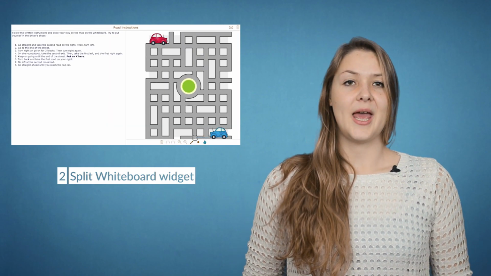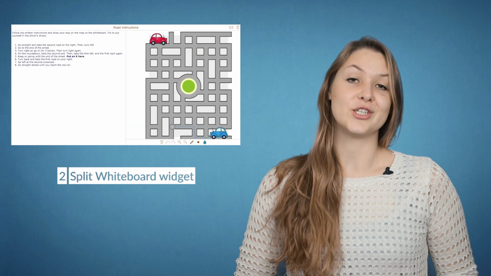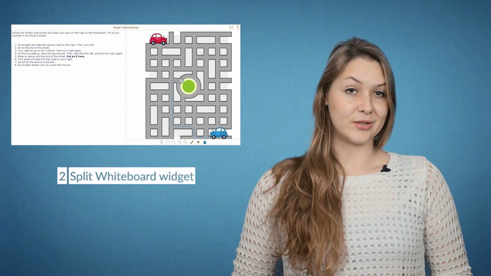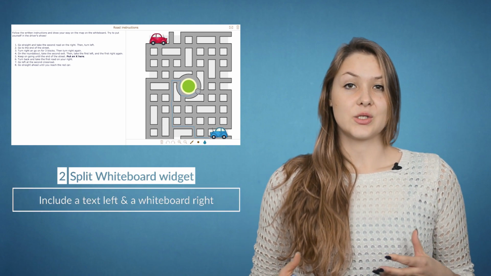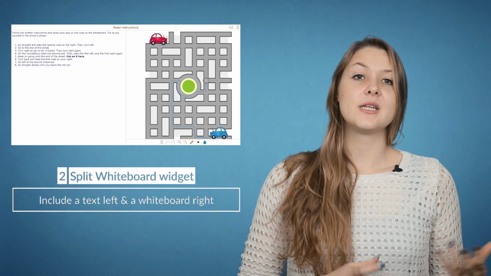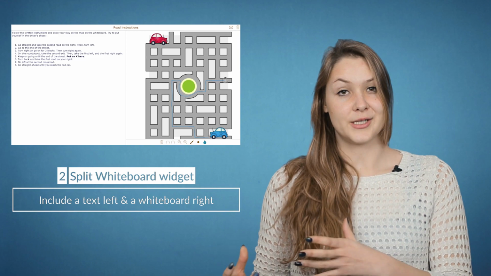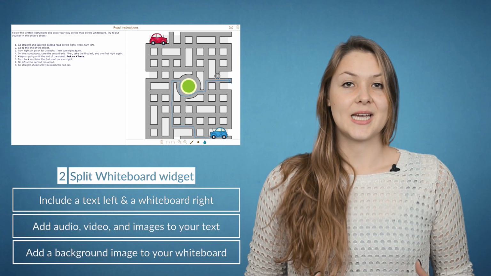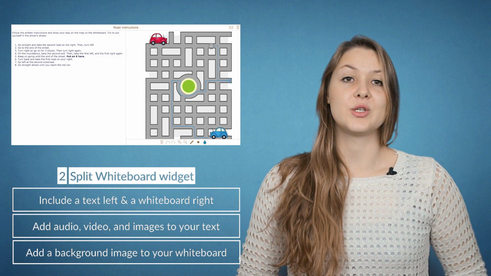The second lesson example is made with a split whiteboard and can serve for fun reading comprehension exercises. This widget is just perfect for listening and reading exercises. Include text students have to read on the one side and let them draw things on the other side. You can even include audio fragments, video and images inside your text and add a background image on your whiteboard like in the example.